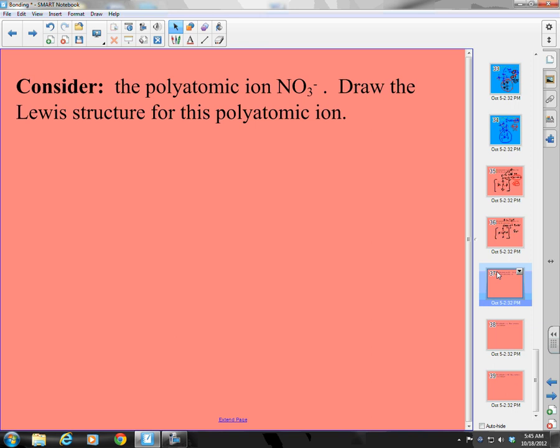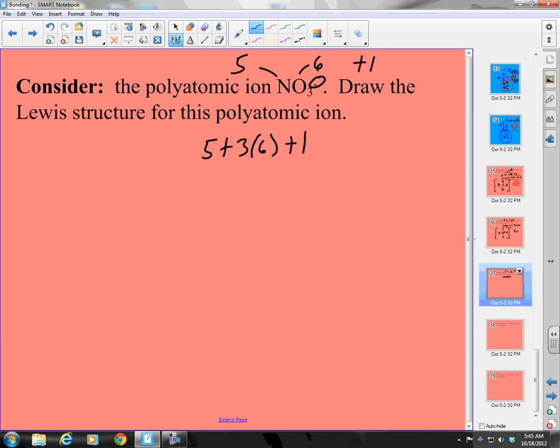All right, here we go. Nitrogen is 5, oxygen is 6. We have a -1, so we're going to add 1. So it's 5 plus 3 times 6 plus 1, that's 18, 23, 24 valence electrons, right? 18, 24, I think that's right.